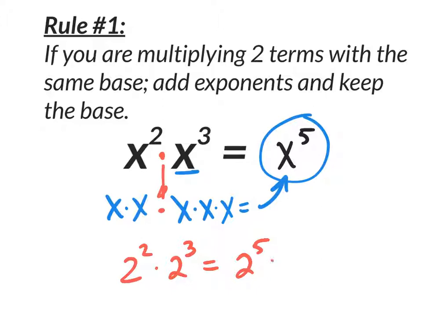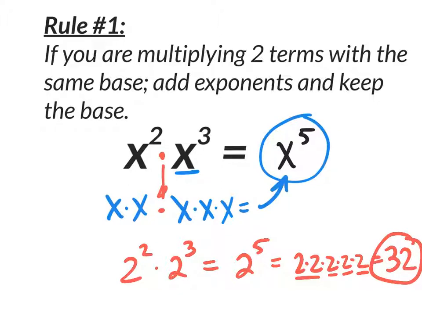So you'd actually have to go, okay, 2 times 2 times 2 times 2 times 2. 2 times 2 is 4. 4 times 2 is 8. 8 times 2 is 16. 16 times 2 is 32. So it'd always be a good idea to expand it.